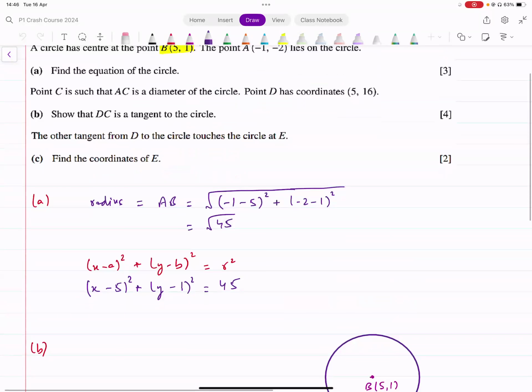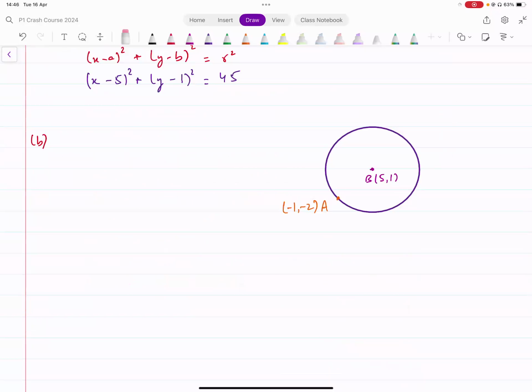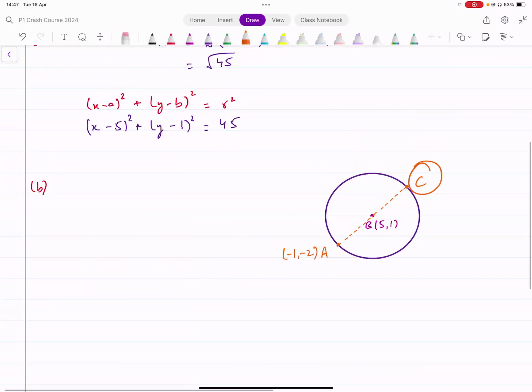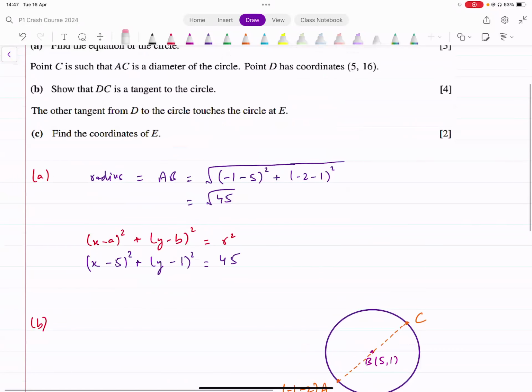And now it says point C is such that AC is the diameter of the circle. Now, AC is diameter. We know the coordinates of the point A, and the point A lies here. Where is C going to be? If AC is the diameter, C is going to be on the other side of the circle like this. This is going to be the point C. Now, since AC is a diameter, we know for sure that C lies on the circumference. So in this case, we do not need to prove that C lies on the circumference. We know that C lies on the circumference, okay?